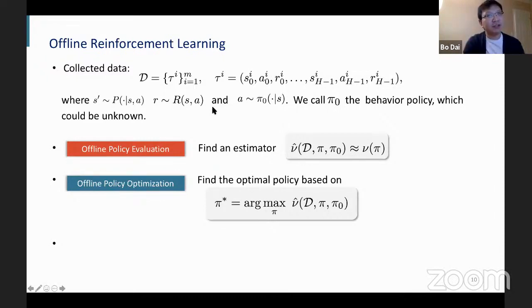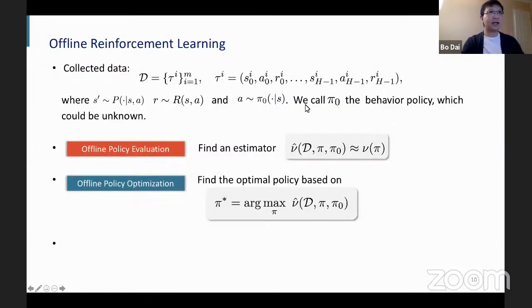don't have the environment, we only have data. Okay, the data is a lot of trajectories from i to m, and each one is a trajectory from S0 going to infinity, where the S prime and R are random variables from the distribution, and A is executed by a behavior policy.